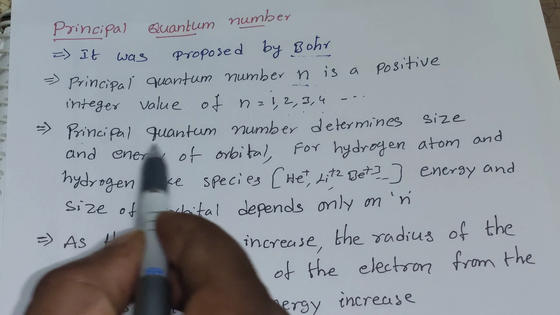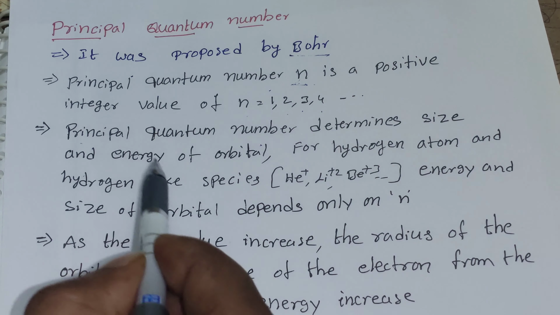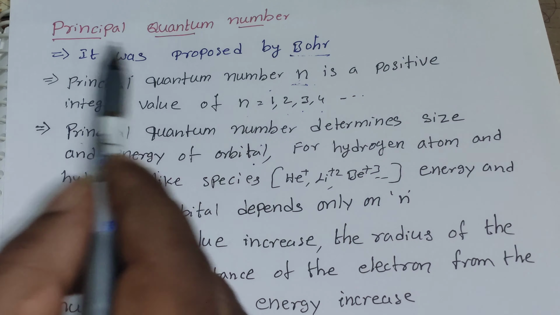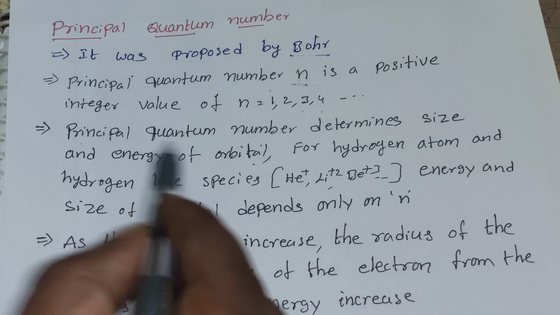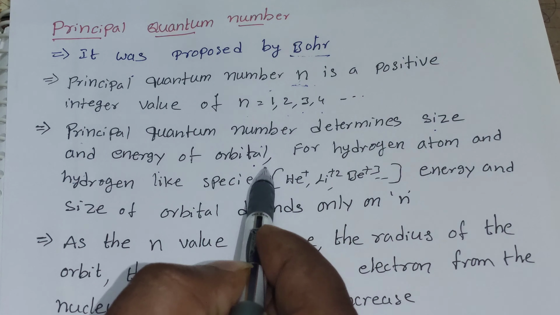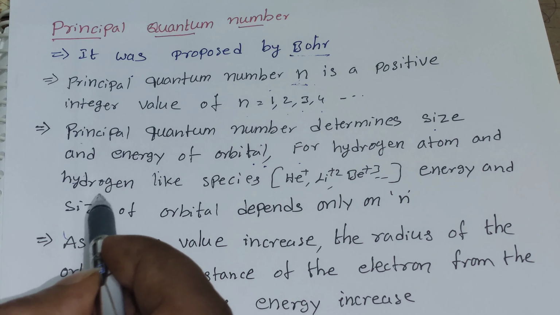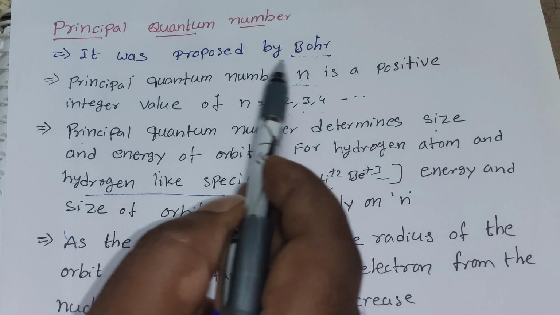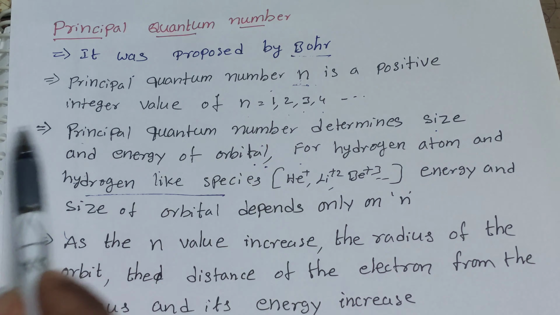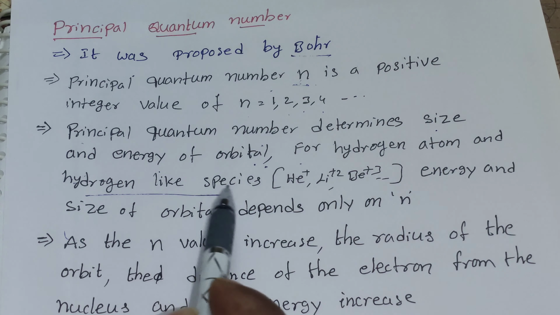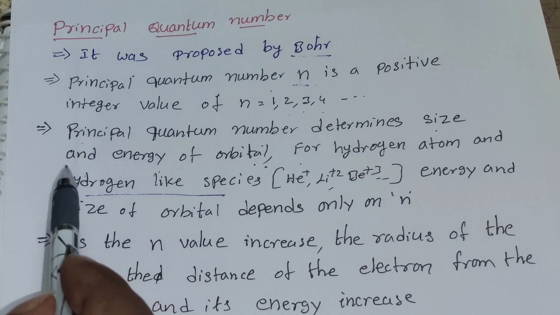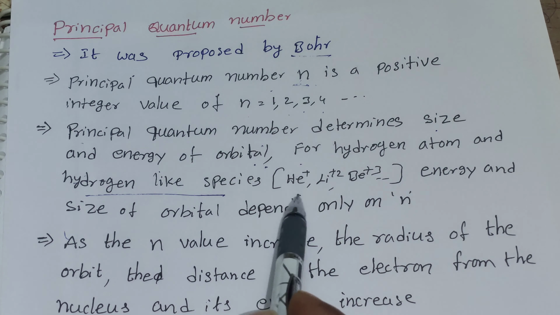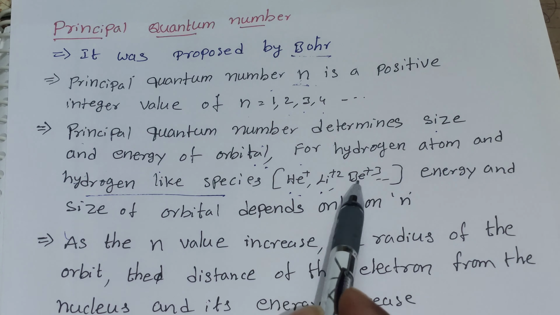The principal quantum number determines the size and energy of the orbital. Once again I am repeating, by studying the principal quantum number we get information about the size and energy of the orbital for the hydrogen atom and hydrogen-like species. Why? Because Bohr's atomic theory is applicable only to elements containing one electron, so the size and energy of orbitals are determined for the hydrogen atom or hydrogen-like species like He plus, Li plus 2 and Be plus 3.